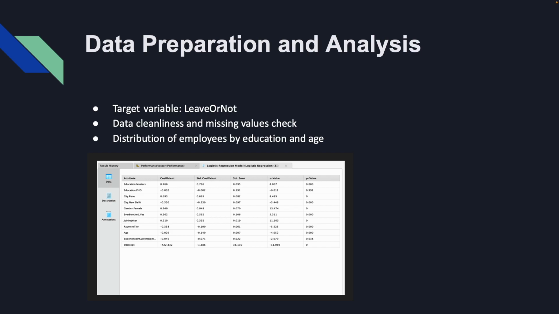So before diving into the analysis specifically, I wanted to ensure that the data was clean. So I meticulously checked for and addressed missing values, double checking integers, ensuring integrity as well as the reliability of the data that I pulled from Kaggle. I also examined the distribution of employees across different education levels and age brackets. This analysis helped me understand if there are specific segments within the workforce that are more prone to turnover.